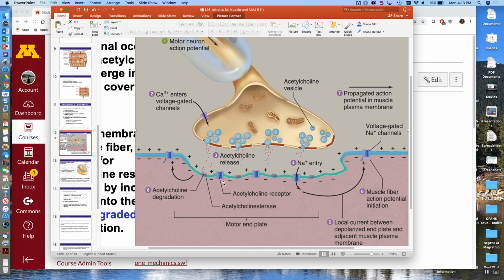Okay, so if you think back to the first module, the first section, if you think about the chord conductance equation, if the relative conductances for sodium and potassium are 50-50, it's going to move the membrane potential halfway in between the two equilibrium potentials. So it does depolarize the cell.